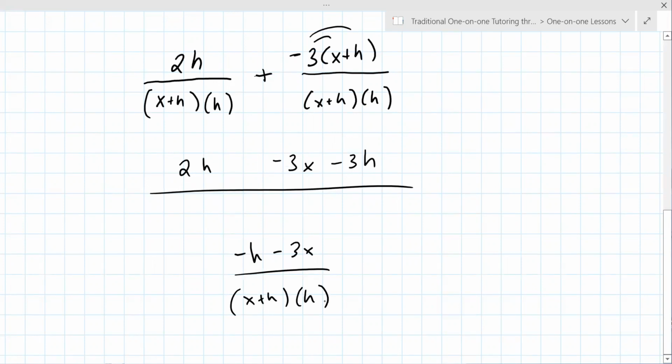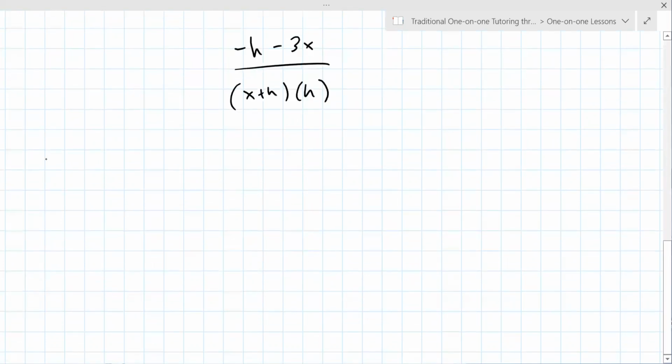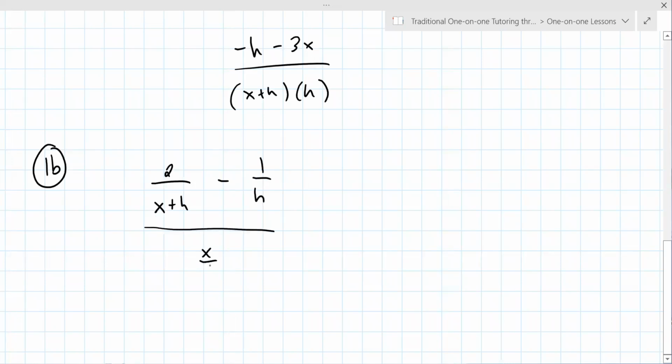Okay. All right. We'll look at the next one here. That's it for 1a, by the way. There's nothing more for that one. 1b: 2 over x plus h minus 1 over h, all over x over h.